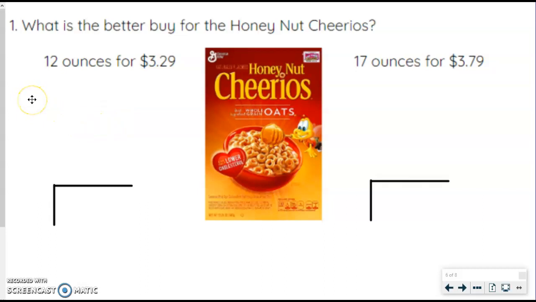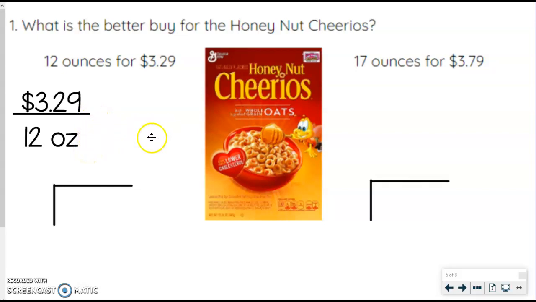We're going to set it up just like we did on the last ones. It's going to sound very similar, just different scenarios. So we've got $3.29 over 12 ounces. We always want that cost per whatever we're talking about, so in this case, cost per ounce, right? That's what we talk about in the real world. We don't usually say ounces per dollar. We say cost per ounce, whatever we're talking about.